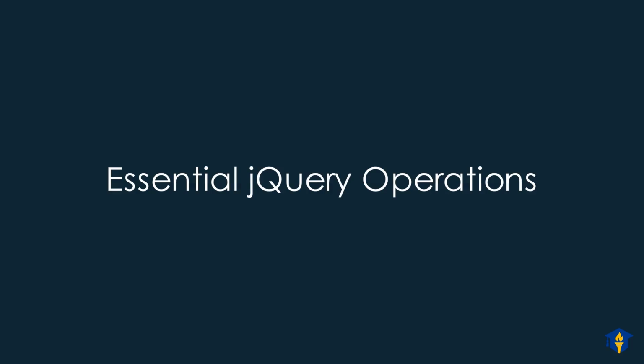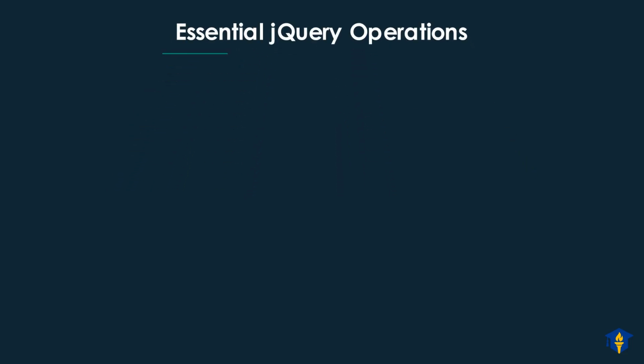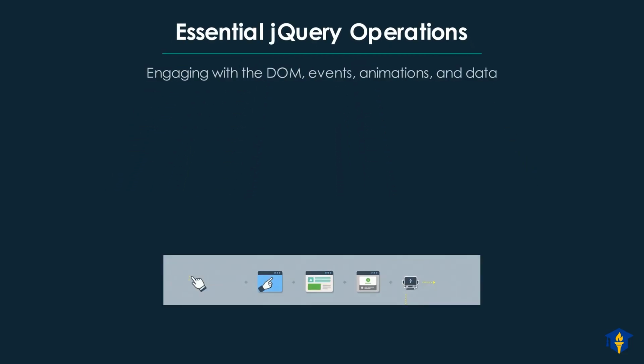Now, let us explore the essential jQuery operations that allow us to engage with the document object model and events. We will cover how jQuery simplifies interaction with the DOM, event handling, animations, and asynchronous data requests. First, let us look at how jQuery empowers us with powerful document object model manipulation capabilities.